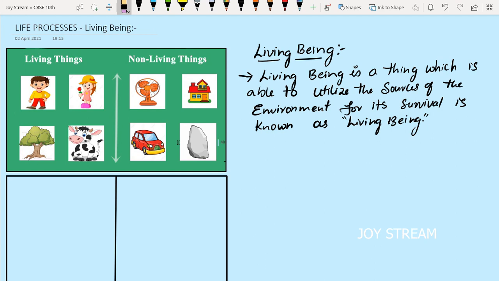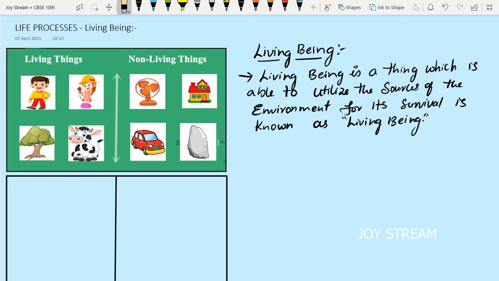Okay, so let us begin our class. So yes, the first chapter is life processes. The subtopic in the life processes is living being. First of all, what is a living being? Do you know what a living being is?